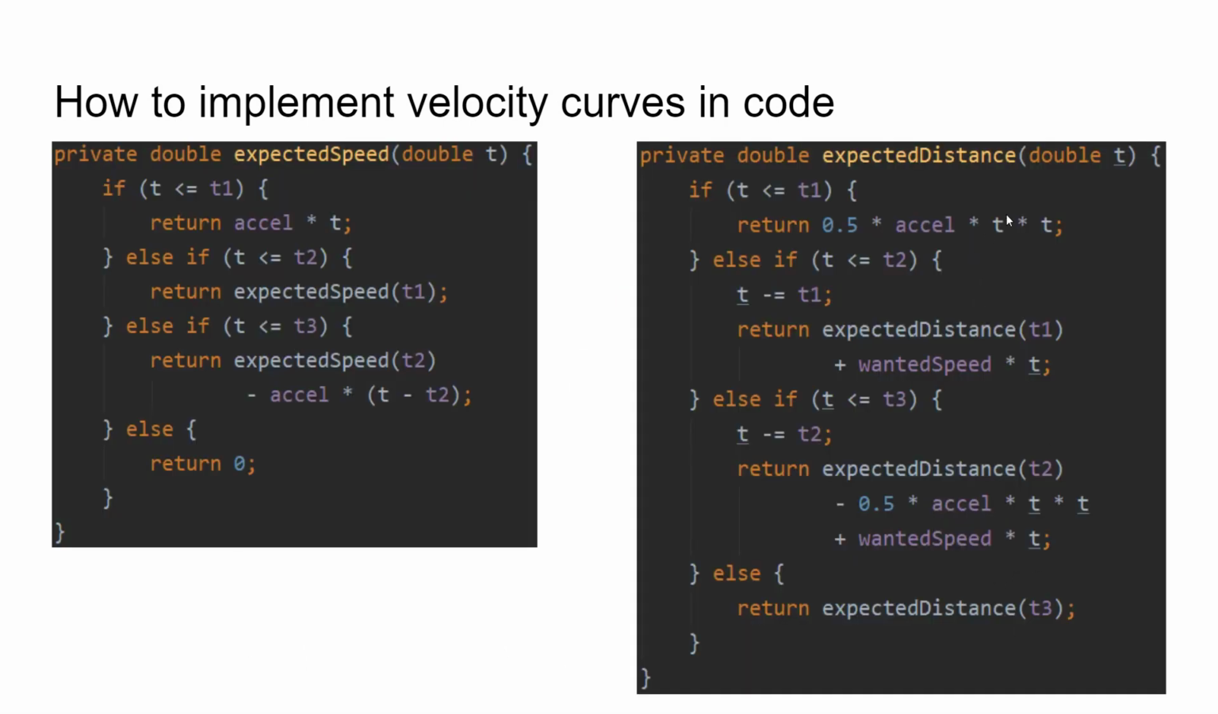And then finally, when you've reached any time past t3, your curve should be done. And so your distance, no matter how far you've gone past that time, is just whatever distance you ended off at in the previous section, because you're not moving, so you should just stay there.